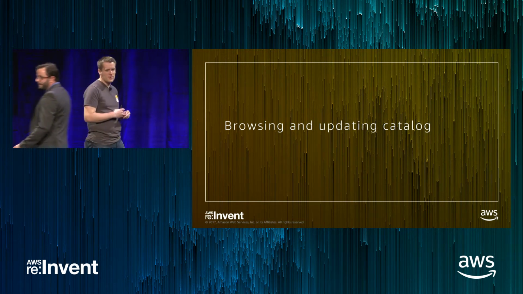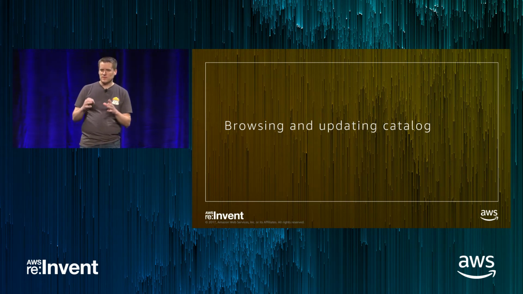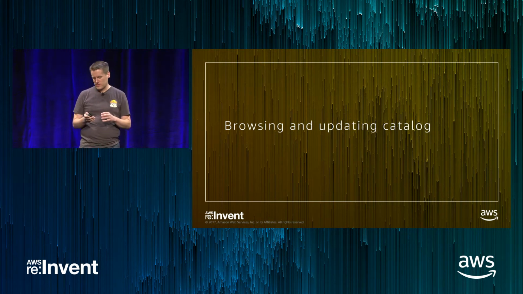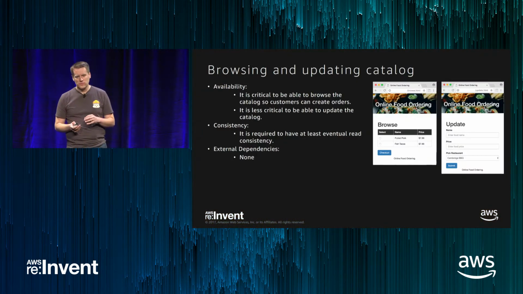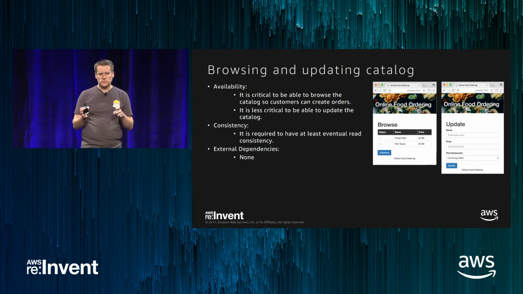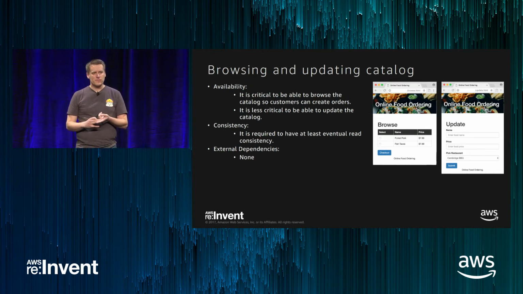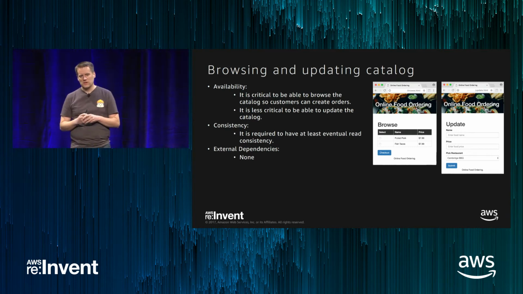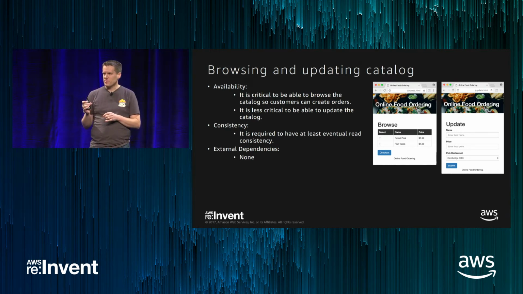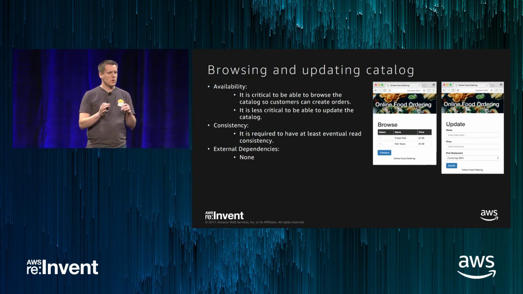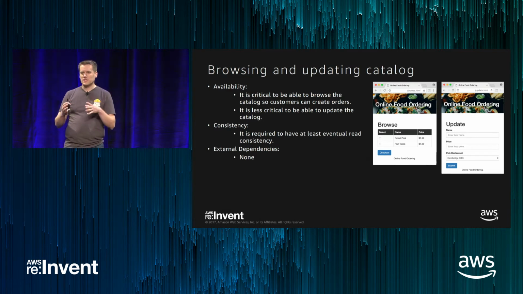Yes, thank you. So let's look at the browsing and updating catalog use cases and the microservices that go along with that. So, a quick review of these two services. The browsing one allows them to browse the restaurants and the menus, and that's actually a critical step because it's part of getting the order in that leads to the revenue. So this is part of the revenue flow.